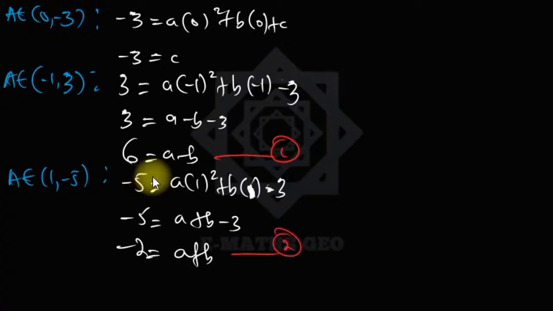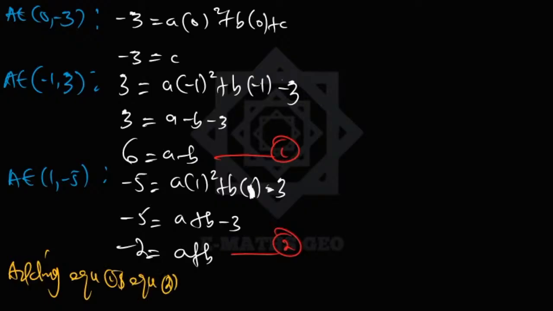So we have two equations now to solve simultaneously. Let's solve by elimination. We'll add equation 1 and equation 2 so that we eliminate b. By adding, 6 plus minus 2 is 4, and a plus a is 2a, so b is gone. So we solve for a. We see that a is 2, so we've gotten the value of a.